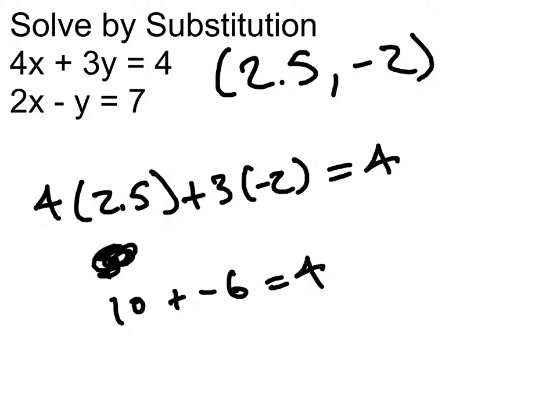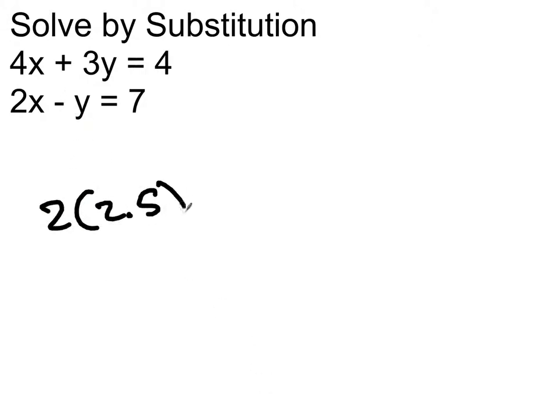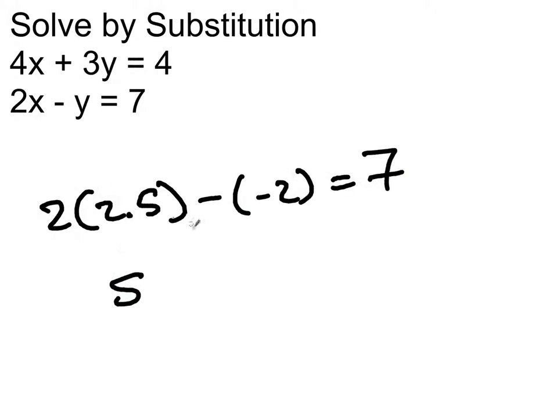And that's true. Let's plug it into the second one. 2 times 2.5 minus negative 2 should give me 7. This gives me 5 plus 2 equals 7, which is also true.